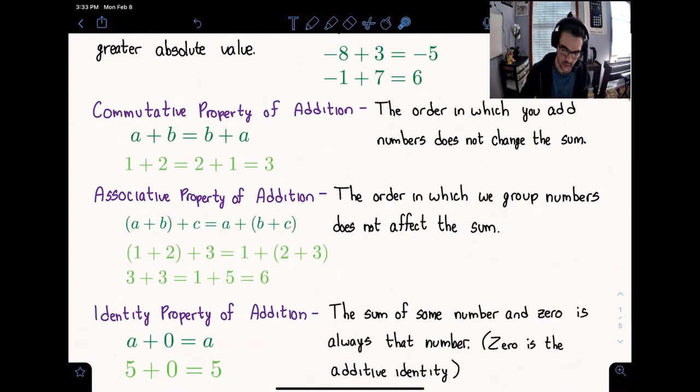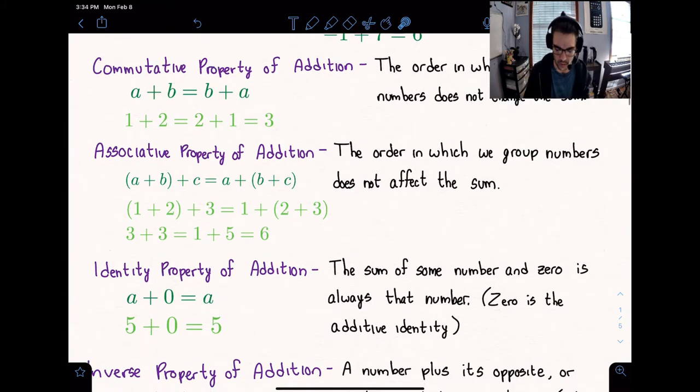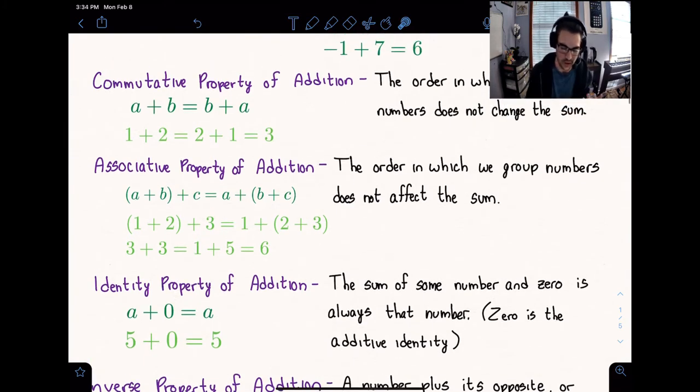Now we have some properties of addition I want to go through. All of these are very, very important, very easy to gloss over and forget about. But these are, like I said, very important when we talk about what we're doing with our order of operations and whatnot. So the first property I want to talk about is the commutative property of addition, which states that a plus b equals b plus a. The order in which we add terms does not matter.